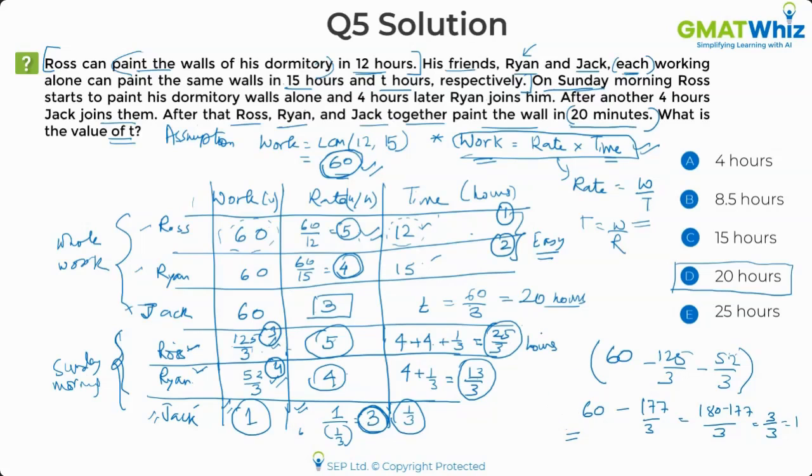But if you're looking for an easier way, there isn't one. The other way to solve the question is to take your work as 1 unit. If you go with 1 unit, all your values that you have in the table will be fractions, and that would take a lot of time for you to solve the question.